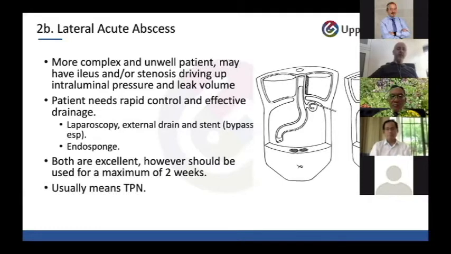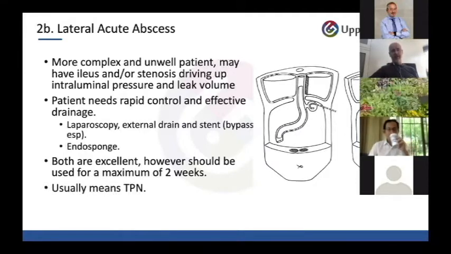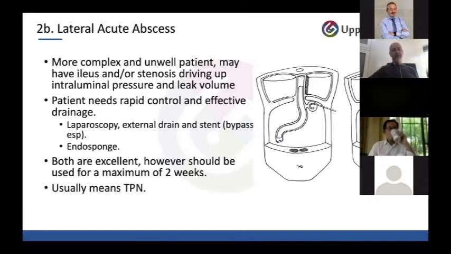If a patient's got a larger abscess and is more systemically unwell, then a localized treatment like this won't work, although you often don't lose anything by trying endoscopic therapies first and then reassessing the patient the following day, because you can always escalate your therapy if you need to. But these patients are more complex and they're unwell. They may have an ileus and or a stenosis driving up the intraluminal pressure and the leak volume. In these patients, you want to get rapid control and effective drainage.